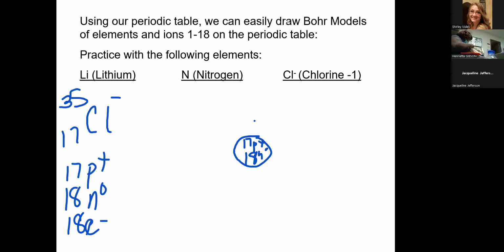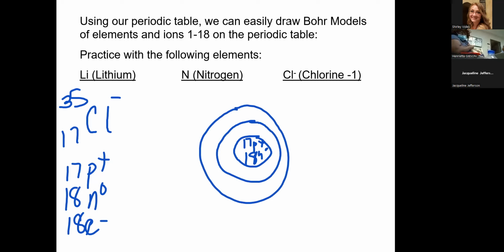Okay, and then from there, we have to do our first level and our second level, and we're going to place these electrons in there. Our first level, we got 2. Our second level, we got 8, 2, 4, 6, 8. So we still have 8 electrons left, right? We need more. We need 1 more level.